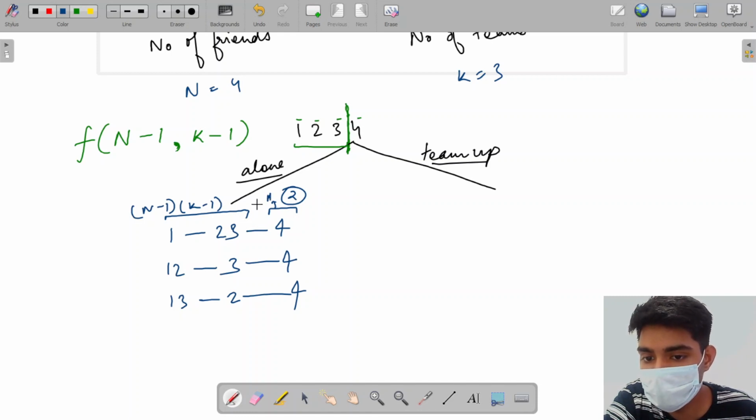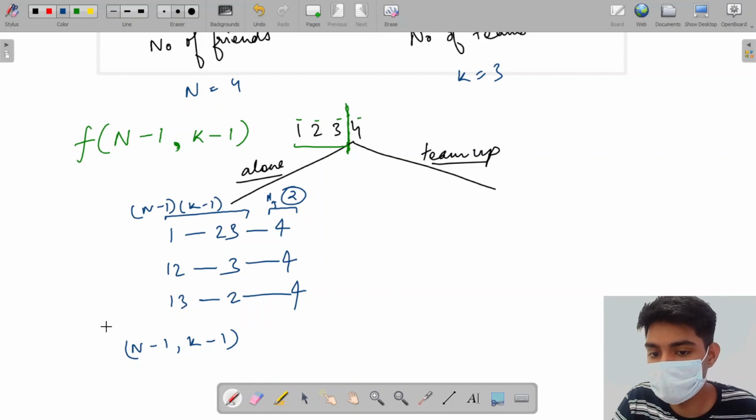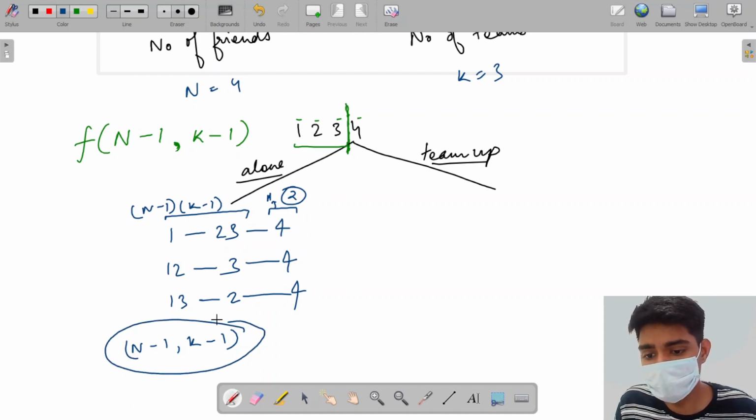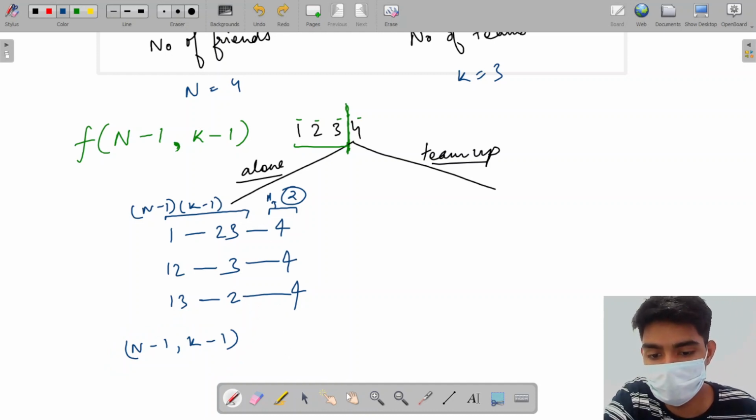If I attach myself to it, I would get the number of ways for n minus 1 and k minus 1. Since I'm attaching myself in the same amount of ways, it would be 1 times these ways itself. Since 4 is only attaching itself once, my answer would be S(n minus 1, k minus 1) for going alone. If an element decides to go alone, then the answer would be S(n minus 1, k minus 1). So this would be my answer.